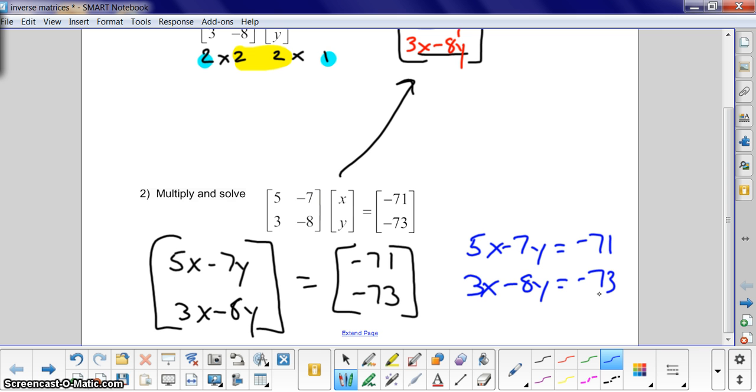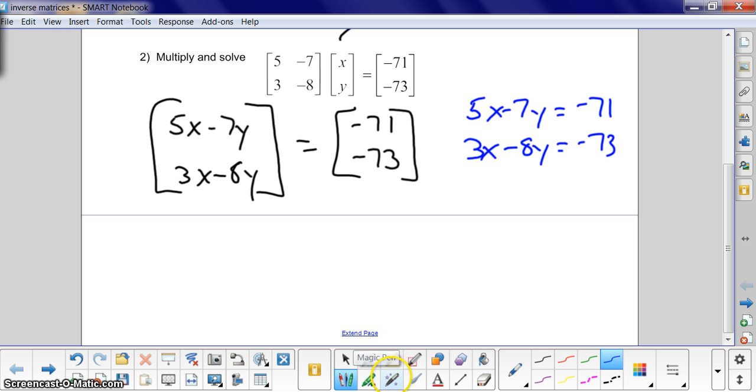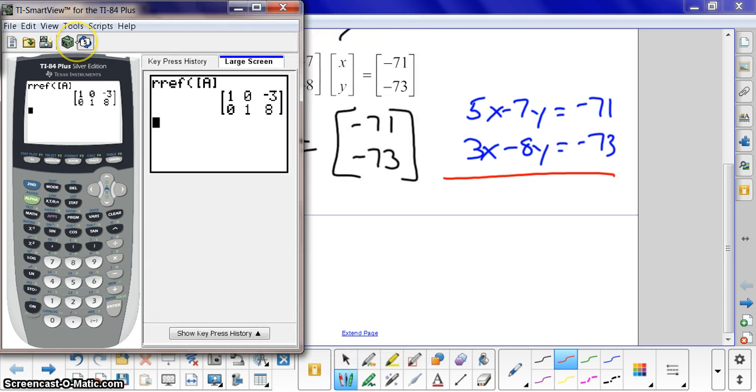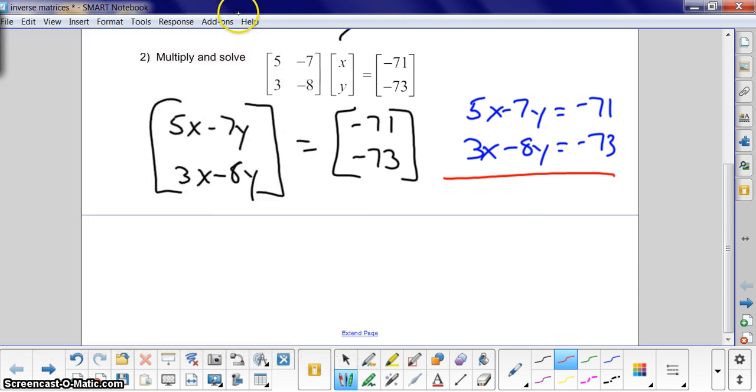Take a minute or two and see if you can solve this system of equations. Okay, I'm not sure what method you used. I personally went to my calculator and did RREF, and based on what my calculator told me, I get x equals negative 3 and y equals 8. So x equals negative 3 and y equals 8.